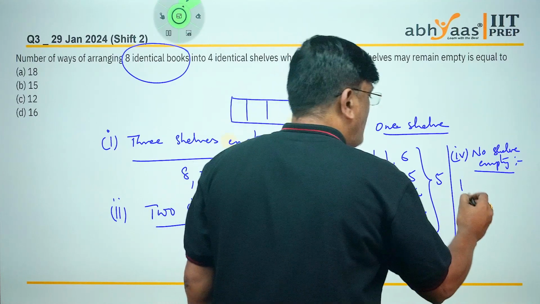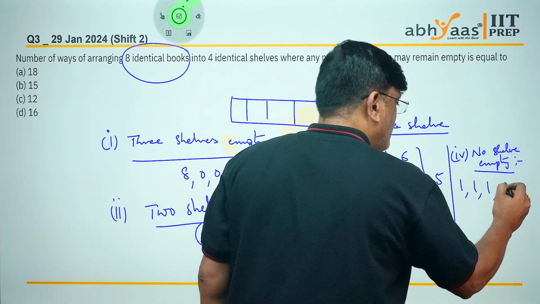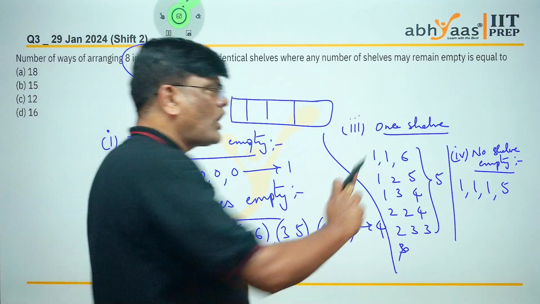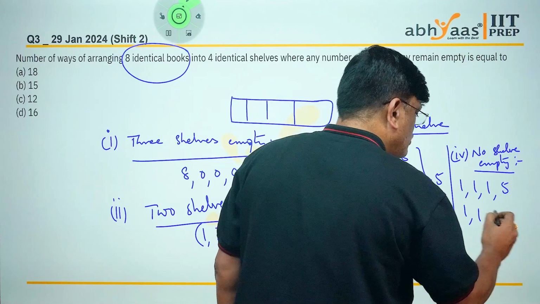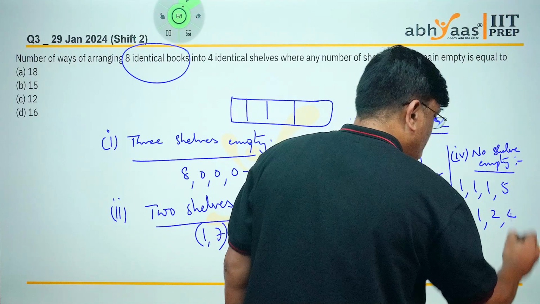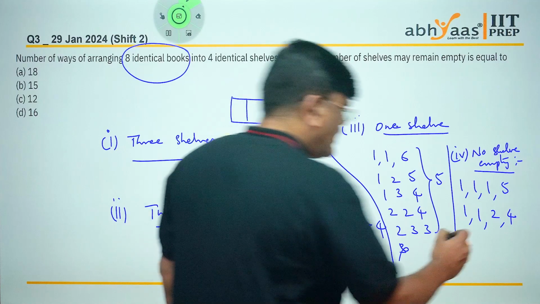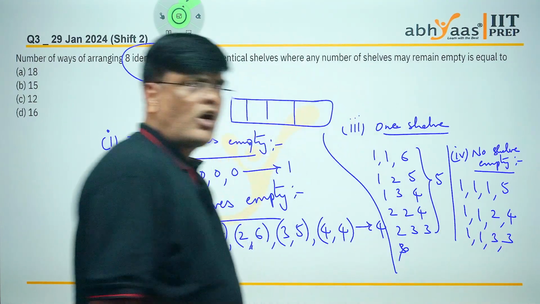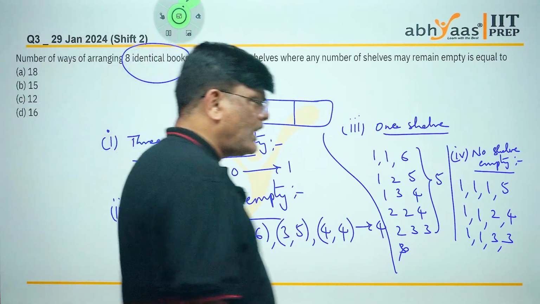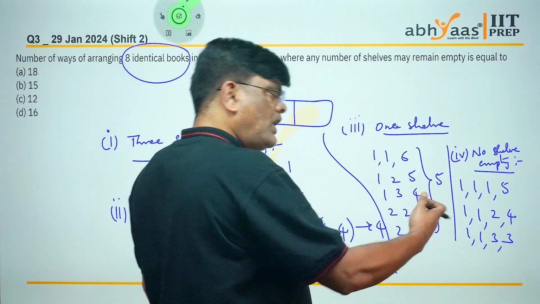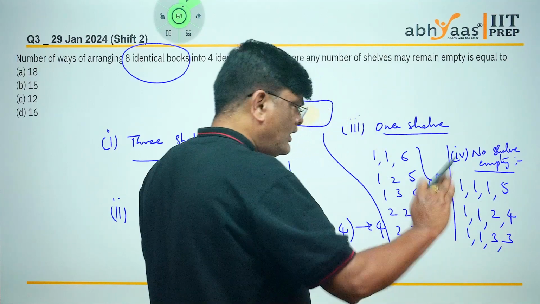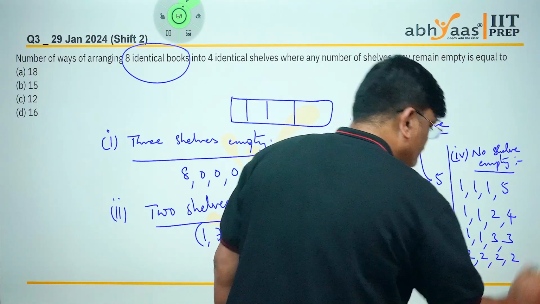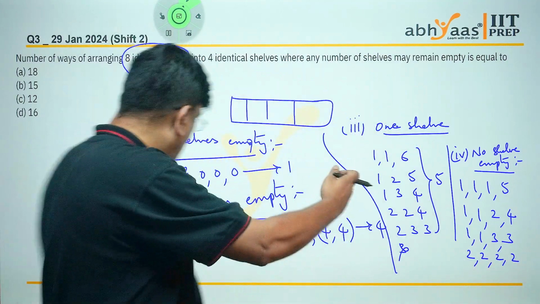I can take 1, 1, 1, 5. The way is not included. Okay, 1, 1, 5. Next, 1, 1, 2, 4. Next, 1, 1, 3, 3. Next, after that, 1, 1, 4, 2 is already included here. This is a way. Next, now I will take 2, 2, 2, 2. That is not included in any way.